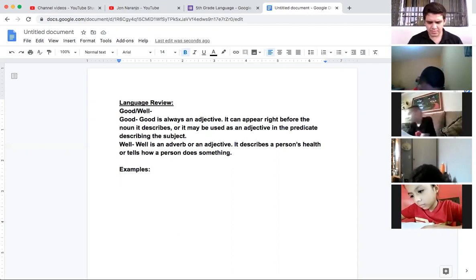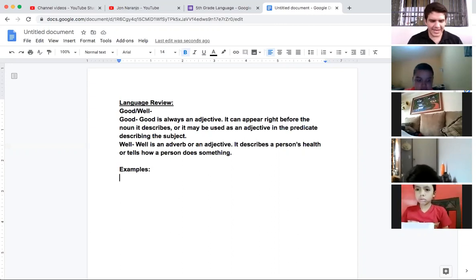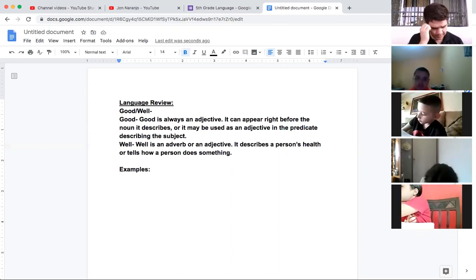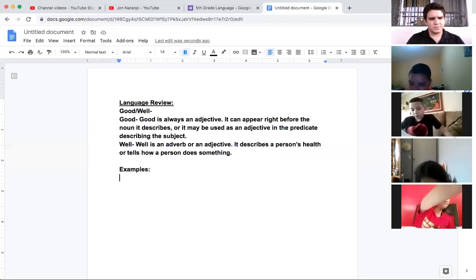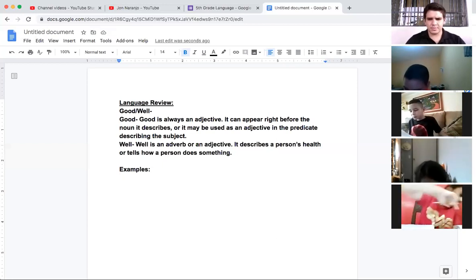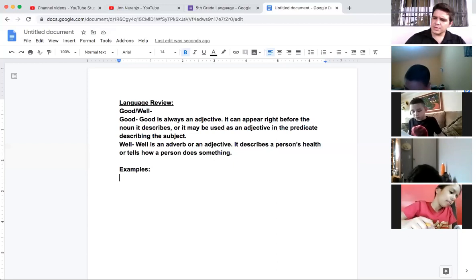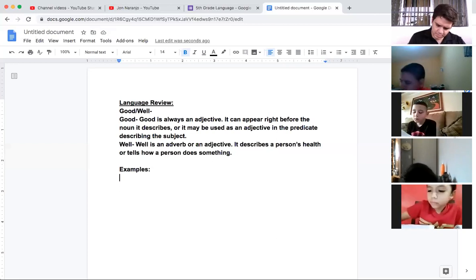Examples. What are you talking about? We're talking on page 104, where it talks about using good and using well. Yeah, but we need only to copy and understand. I finished, mister. Finished? Okay.